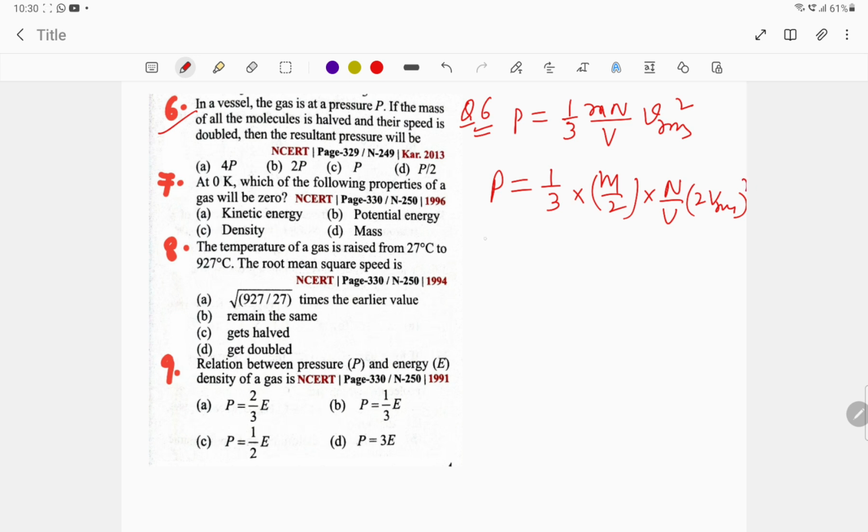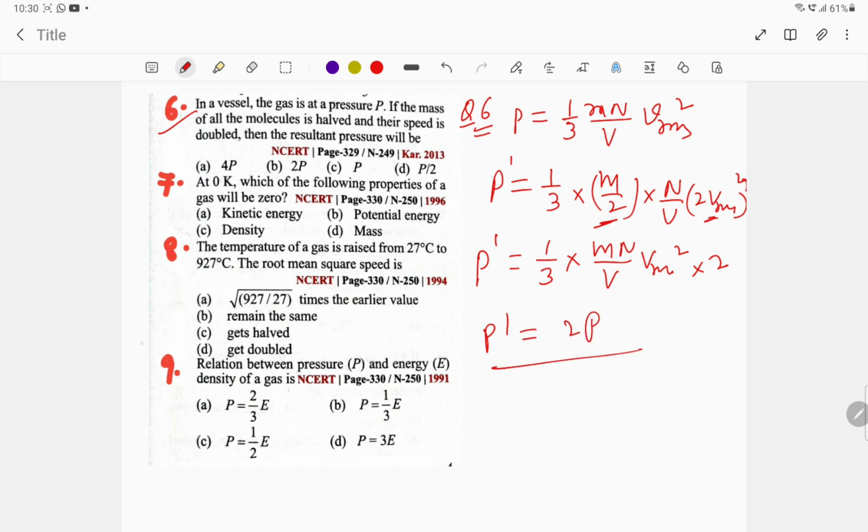So if you are calculating the new pressure, P dash, it is equal to 1 upon 3 into mN upon V into V rms squared. Here the 1 becomes 2, and the 2 V rms squared gives 2 V rms squared, so a 2 remains here. So the new pressure is equal to twice the initial pressure.